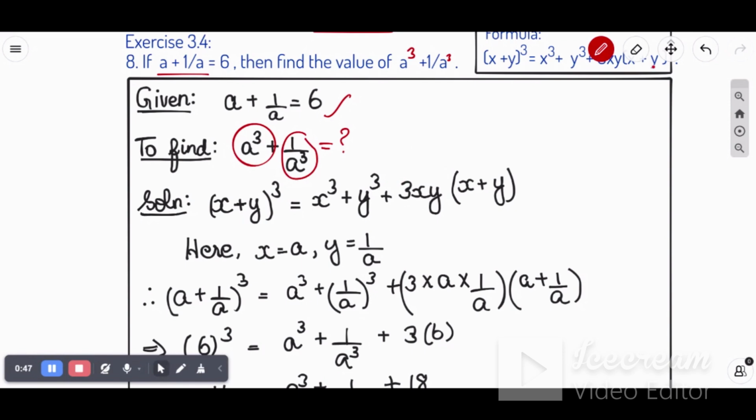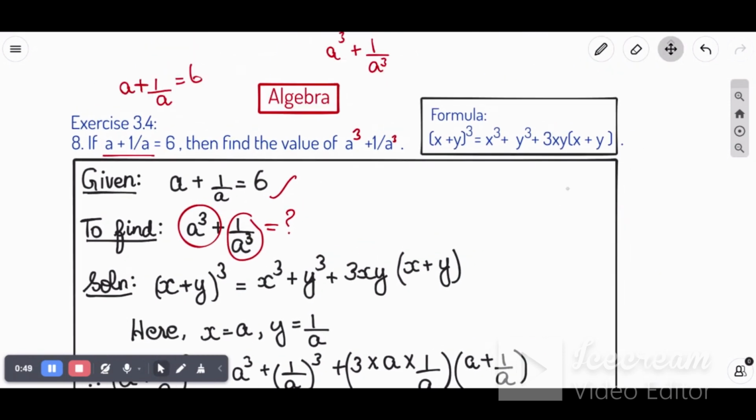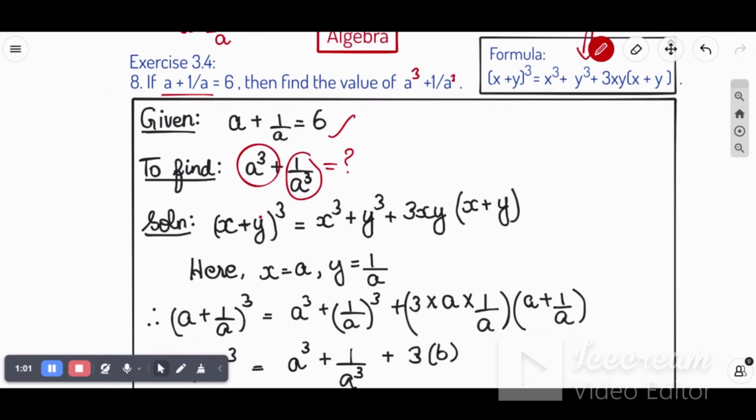The very well-known formula with cube is x plus y the whole cube is equal to x cube plus y cube plus 3xy into x plus y. We are going to use this formula only. Let us move to the question. In the solution, I have written the formula x plus y the whole cube is equal to x cube plus y cube plus 3xy into x plus y.